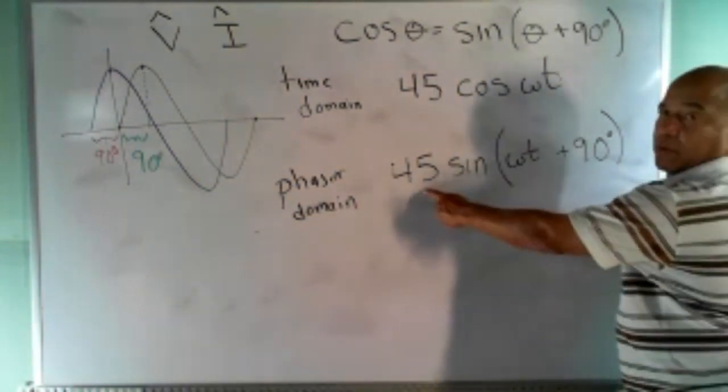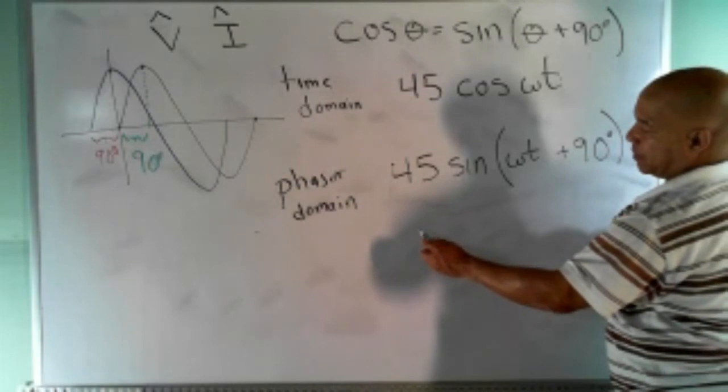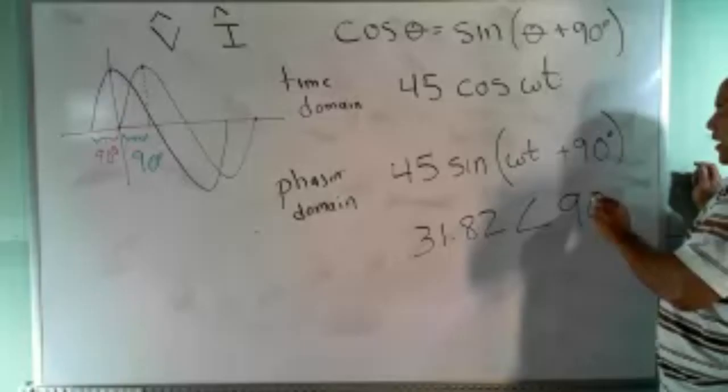And once I get it like that, then I can put it in the phasor domain pretty easily. So convert this to RMS for me. 0.707 times 45 is what? 31.82. That will be 90 degrees. Okay?